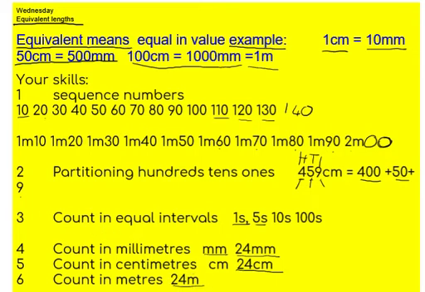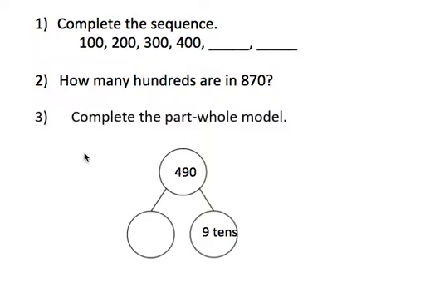Let's go on to the next one. Complete this sequence. We've just been doing sequences. Pause the video and you have a go. Right, so complete the sequence. 100, 200, 300, 400. This is counting in hundreds. 400 plus 100 is 500. And 500 plus 100 is 600. So that's counting in 100s.